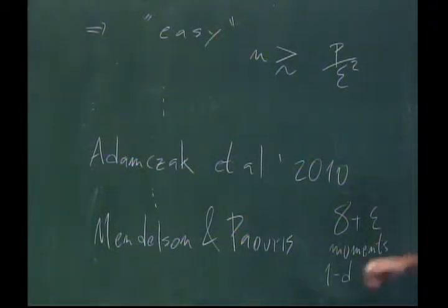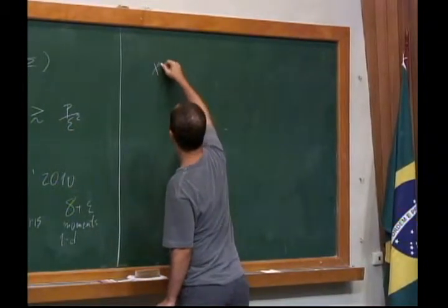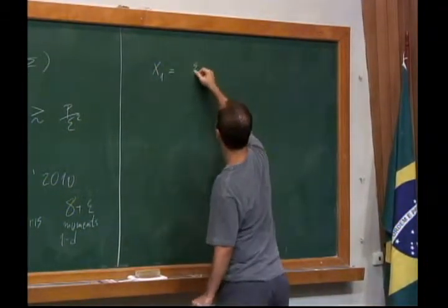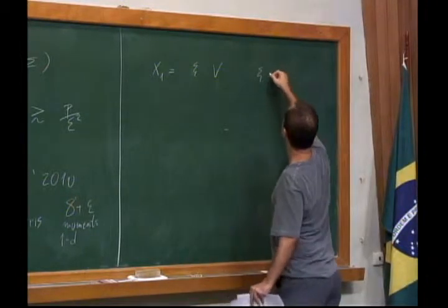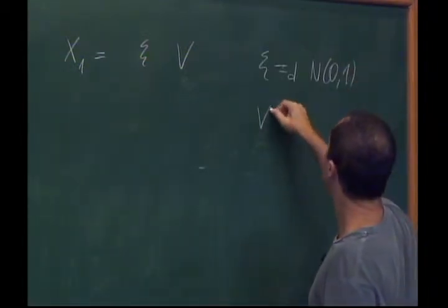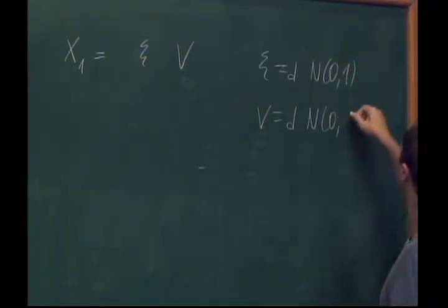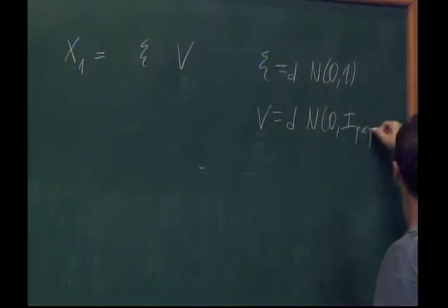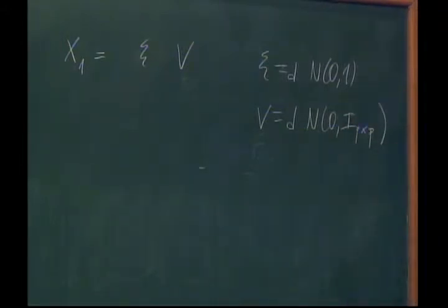And that, as I said, is a very recent result. And actually, you need a little bit more. I mean, there are seemingly very well-behaved cases in which this fails. So, for instance, let's say that you take x1 to be the product of two things. One is just a standard normal random variable, and v is a standard normal random vector in p dimensions.